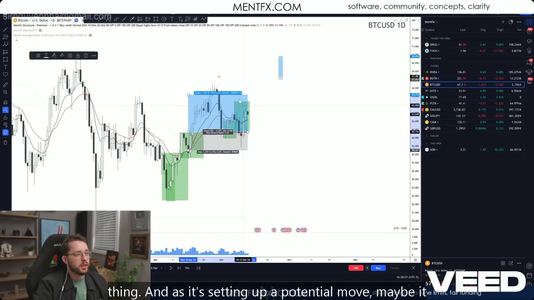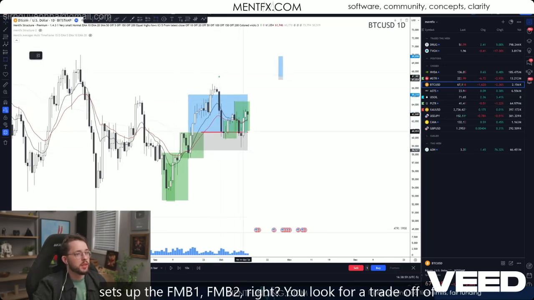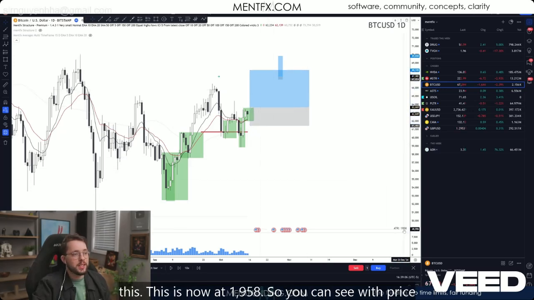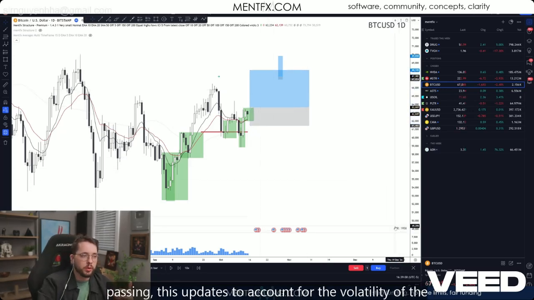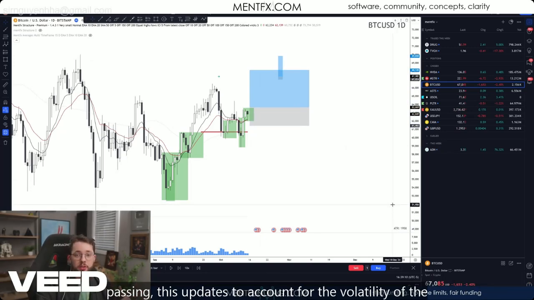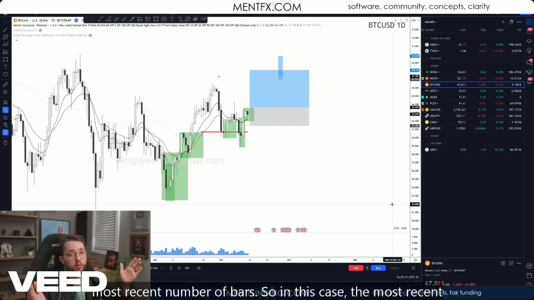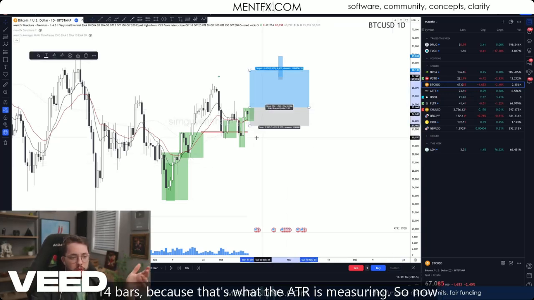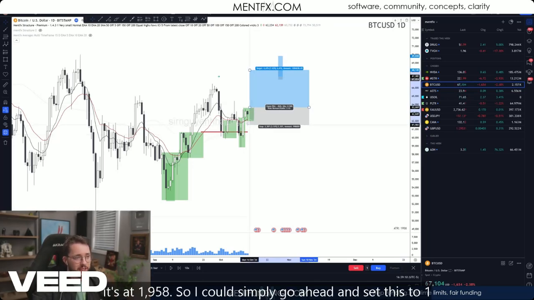And as it's setting up a potential move, maybe it sets up the FMB1, FMB2, right? You look for a trade off of this. This is now at 1958. So you can see with price passing, this updates to account for the volatility of the most recent number of bars. So in this case, the most recent 14 bars, because that's what the ATR is measuring. So now it's at 1958.